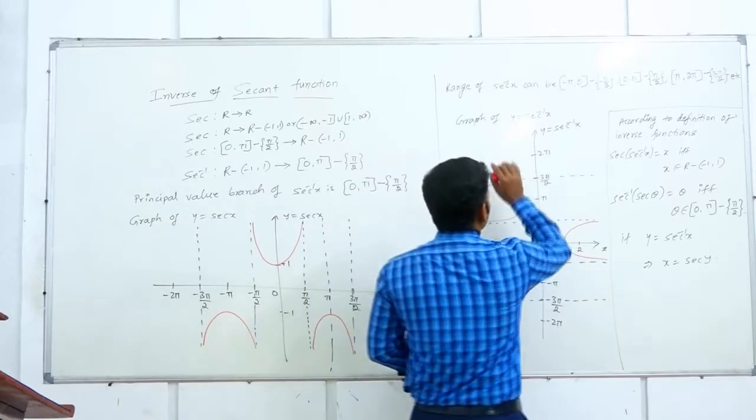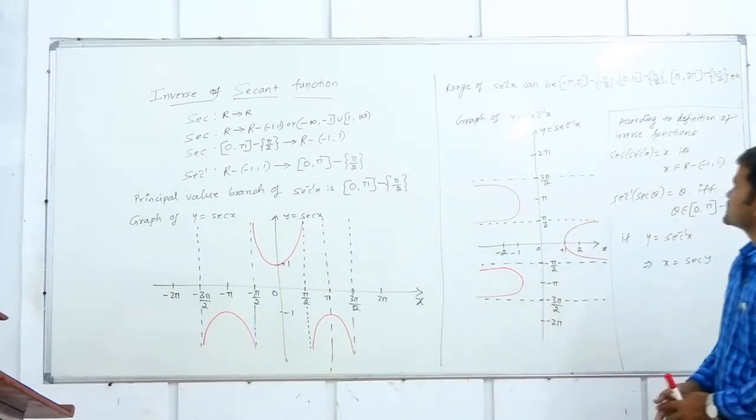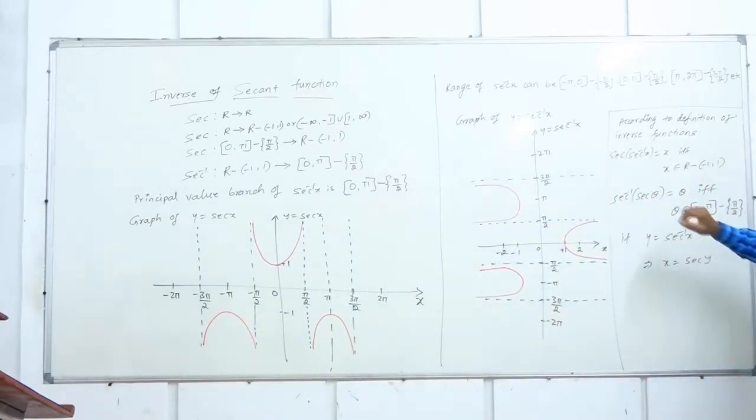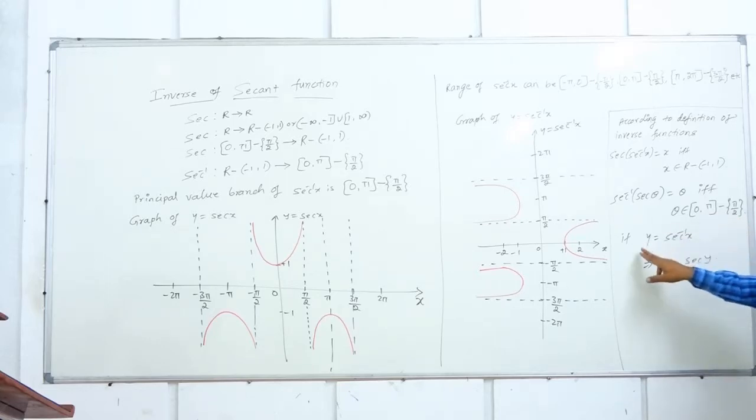Graph of y is equal to secant inverse of x. This is how it is, and according to the definition of inverse of functions, secant of secant inverse of x is equal to x if x belongs to all the real values except -1 to +1, and secant inverse of secant theta is equal to theta if theta belongs to the principal value branch, that is closed interval 0 to pi except 90 degree. And again, according to the definition, if y is equal to secant inverse of x is there, we can write x is equal to secant y.